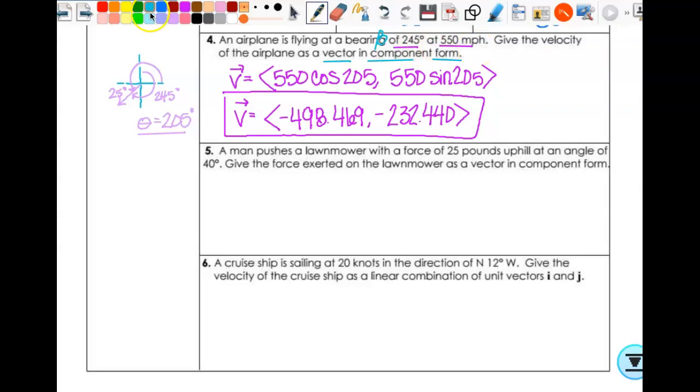All right, let's look at number 5. A man pushes a lawnmower with a force of 25 pounds uphill at an angle of 40 degrees. Give the force exerted on the lawnmower as a vector in component form. All right, so if he's going uphill at an angle of 40 degrees, then that is my theta, right? If you're going uphill, you're with the horizontal, and there you go, you got your 40 degrees.